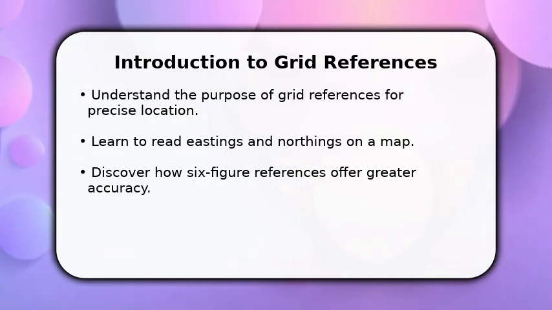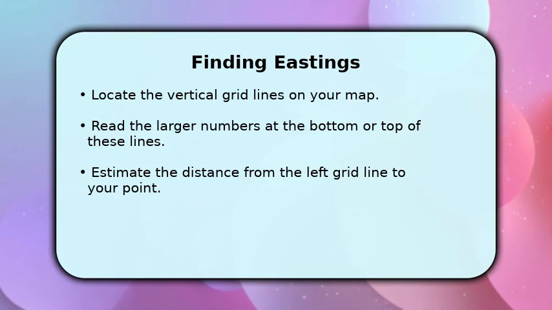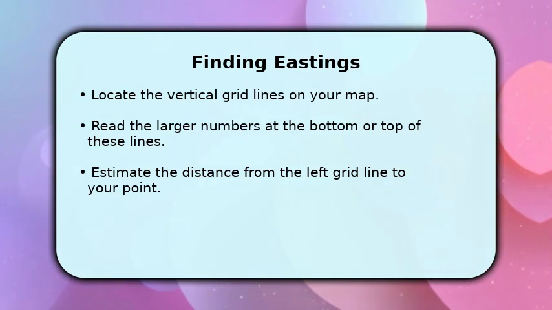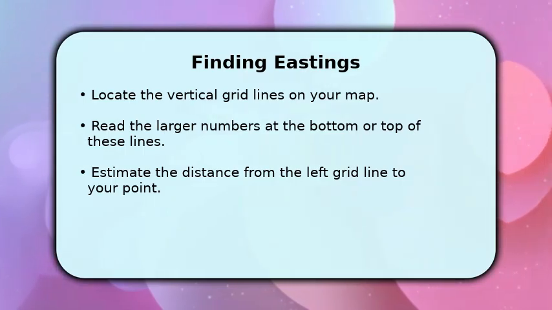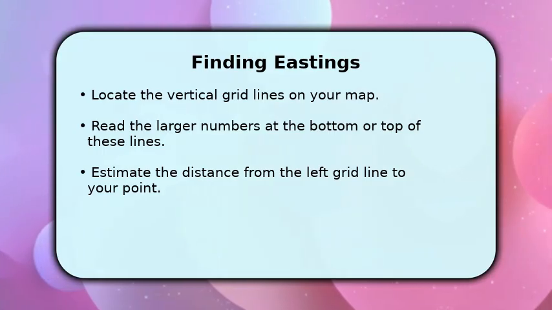A six-figure reference provides a much more precise location than a four-figure one, narrowing down an area to a 100-meter square. To find the easting, first locate the vertical grid lines on your map. These lines run from the bottom to the top. Read the larger numbers printed at the bottom or top of these lines, moving from left to right.